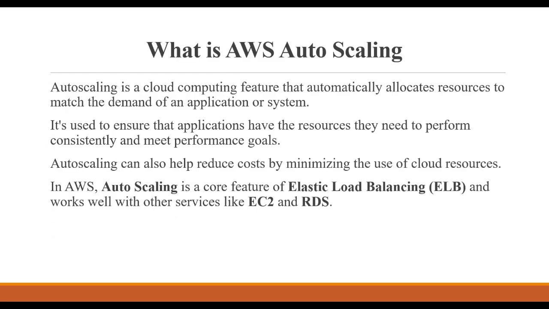Auto scaling is a cloud computing feature that automatically allocates resources to match the demand of an application or system. It's used to ensure that applications have the resources they need to perform consistently and meet performance goals. Auto scaling can help reduce cost by minimizing the use of cloud resources. And in AWS, auto scaling is a core feature of elastic load balancing and works well with other services like EC2 and RDS.